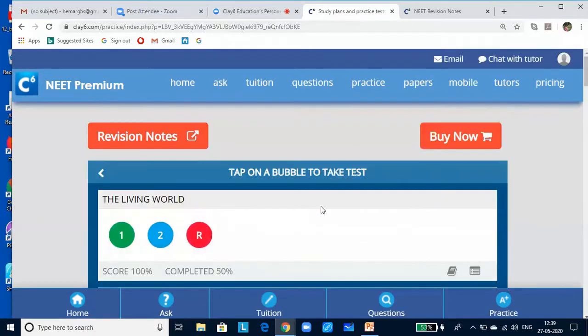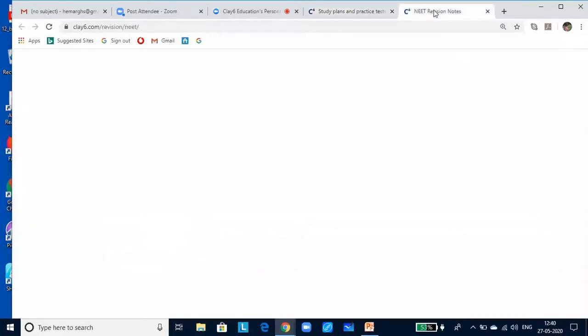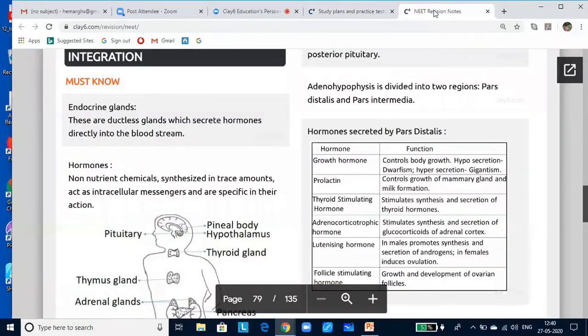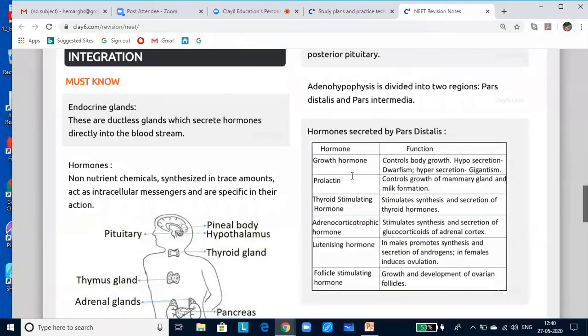And here you have a button for revision notes. If you click, it will open into a PDF. And this PDF, if you see, is made up of only 135 pages, wherein all the key concepts of your 11th and 12th are put in such a manner that it will help you for an easy revision. Hence, I suggest you go for this package along with the tests for you to improve your scores.